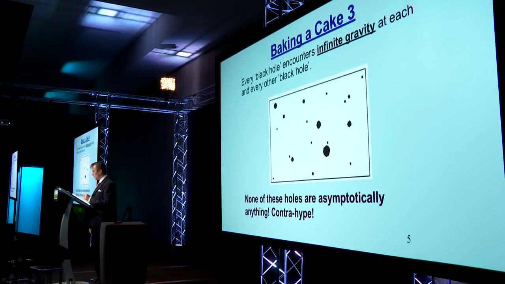Infinite gravity. You go from another one to another one, infinite gravity. Every black hole encounters infinite gravity at every other black hole. That's not asymptotically anything, and that violates the definition of a black hole universe. It's supposed to be asymptotically flat at the very least, so it's nonsense.